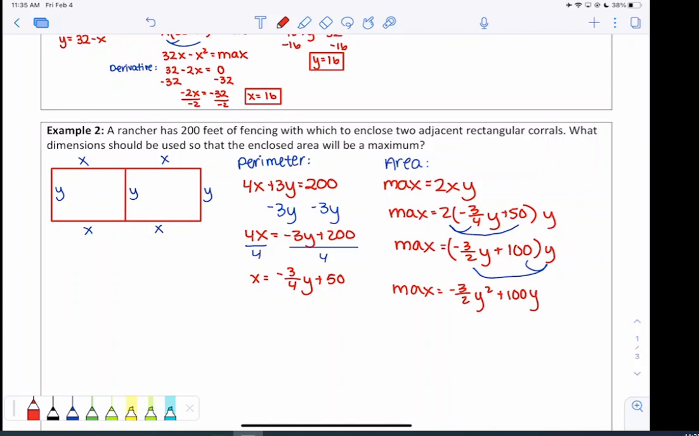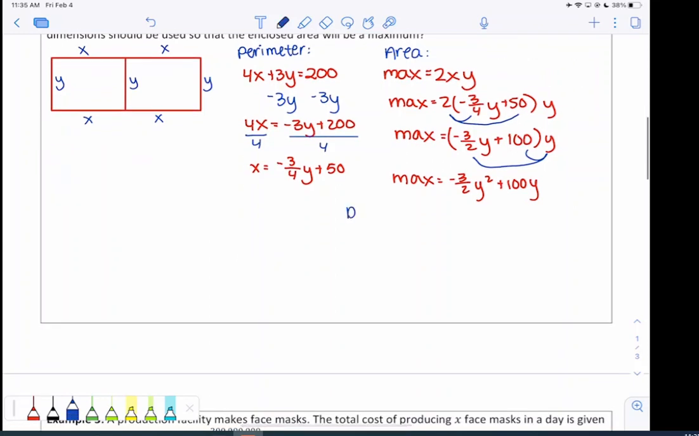$200 divided by 4 is 50, right? Yeah, okay. Just making sure. All right. So at this point, I've set up my entire equation. I've rewritten it in terms of one variable. Now I am ready to take my derivative. Derivative of a maximum is always 0.